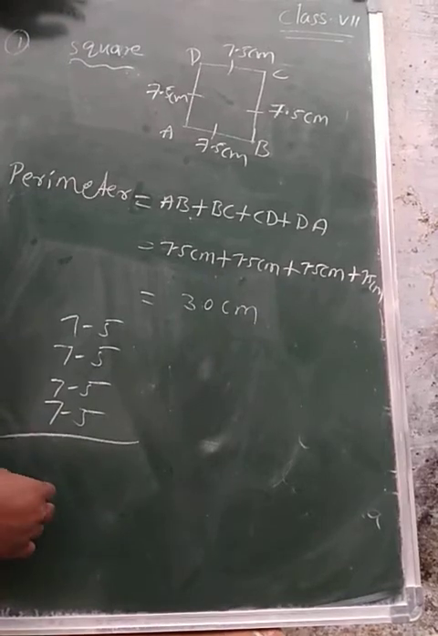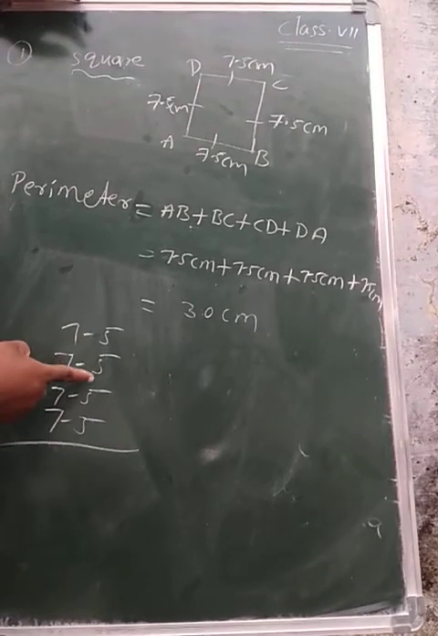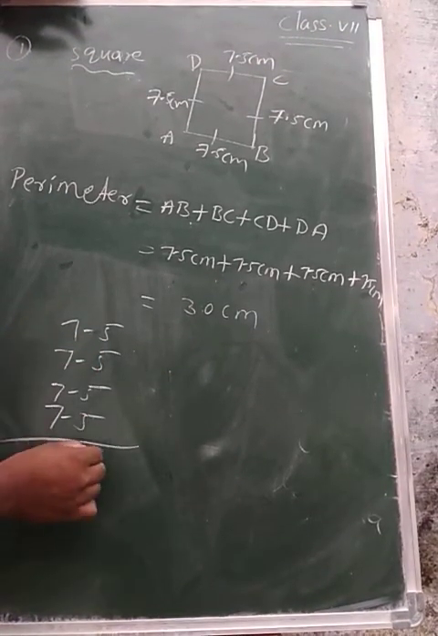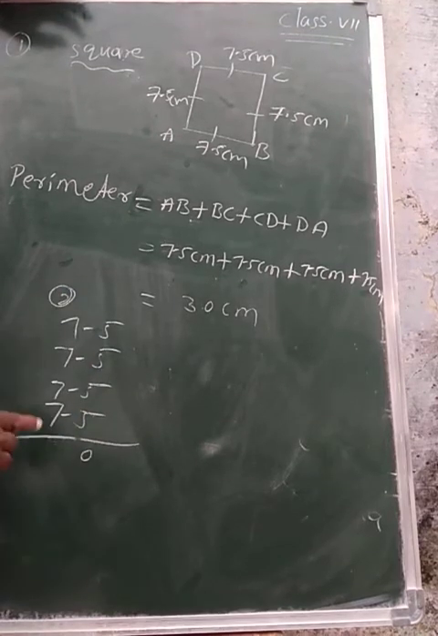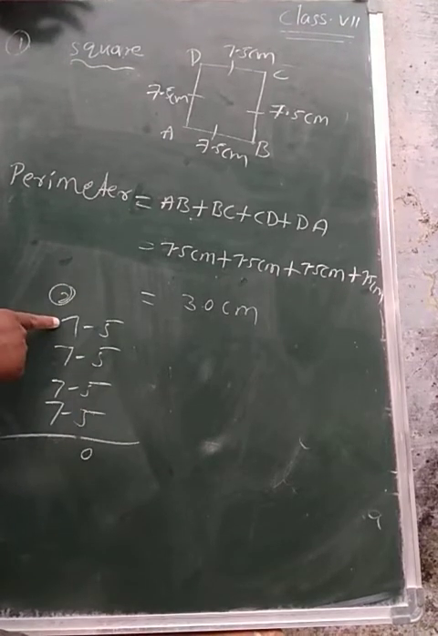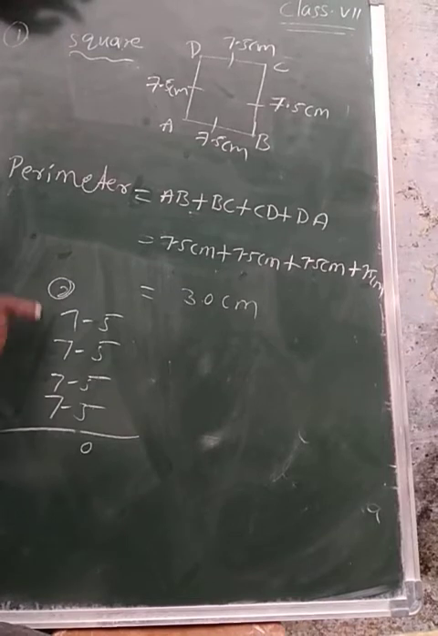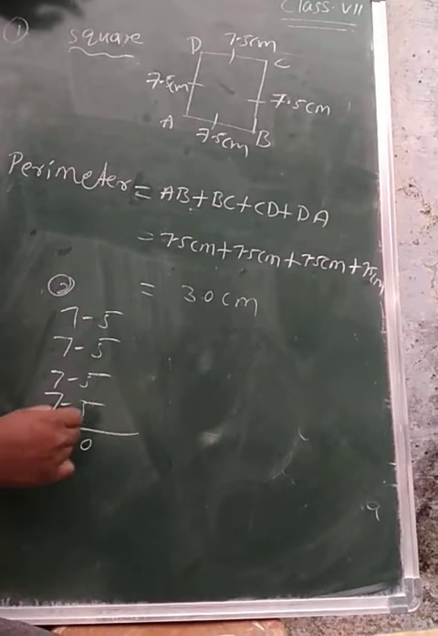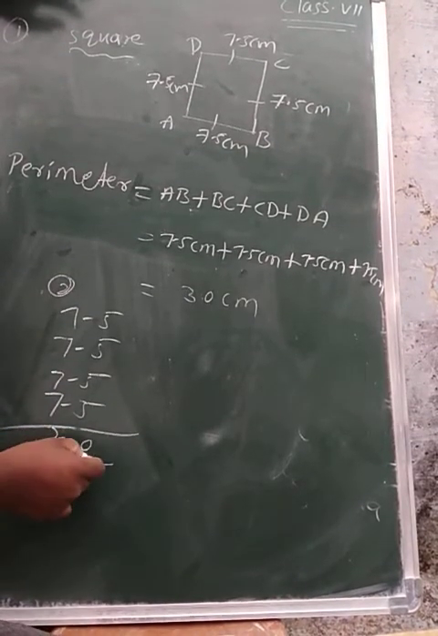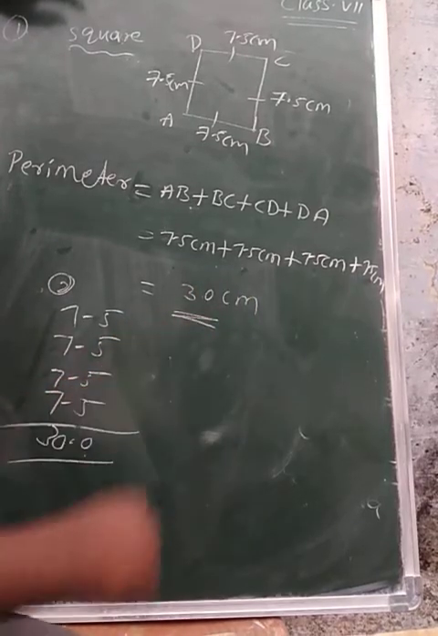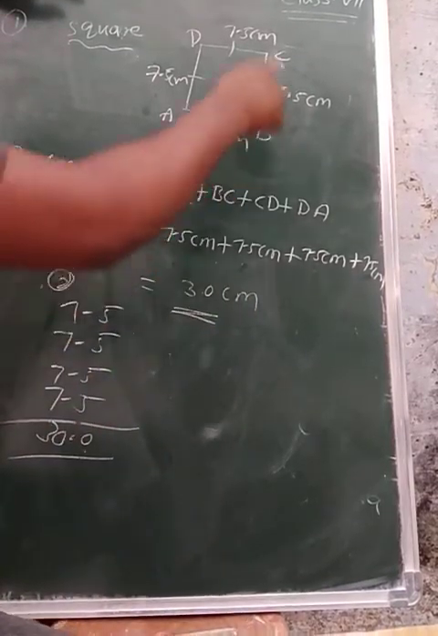Doing it like this: 5, 5, 5, 5, four 5s are 20; 7, 7, 7, 7, four 7s are 28, plus 2 is 30. Keep the point, so it is 30.0. So this is the perimeter by adding all the sides.